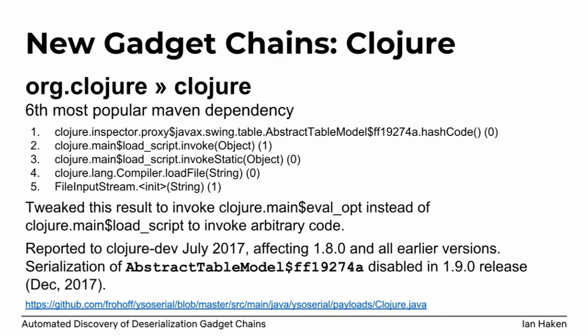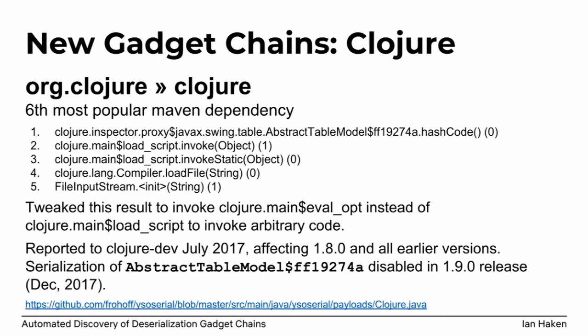And we thought Commons Collections was interesting because it's the 38th most popular library. Clojure is the 6th most popular library. So this was really interesting to me. It found a gadget chain starting in hashCode and got down to the bottom here where basically it was able to read an arbitrary file from disk and execute it as Clojure.